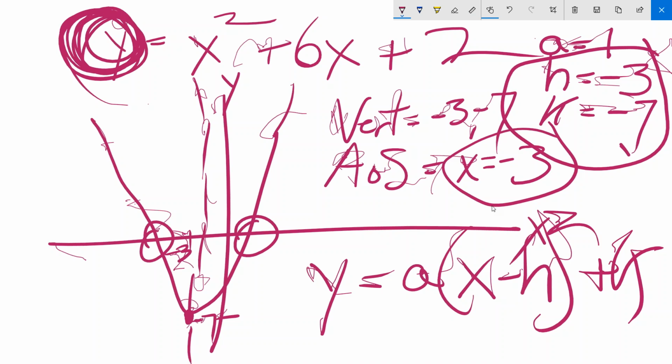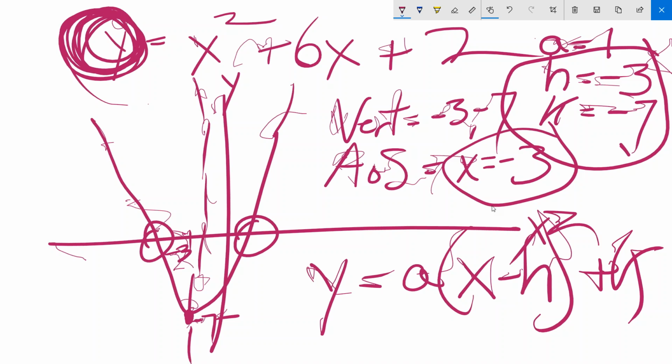There are actually 3 formats for a quadratic. Vertex is just one of them. And you have to know them all. There's the vertex format, there's the x-intercept format, and there's standard format. They're all different, and they all kind of teach you different things.